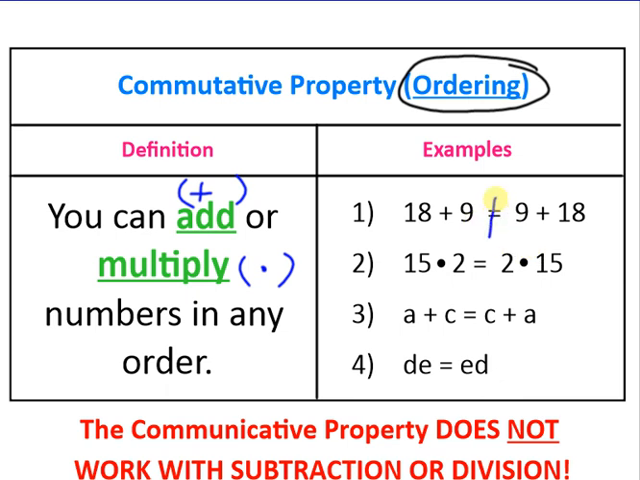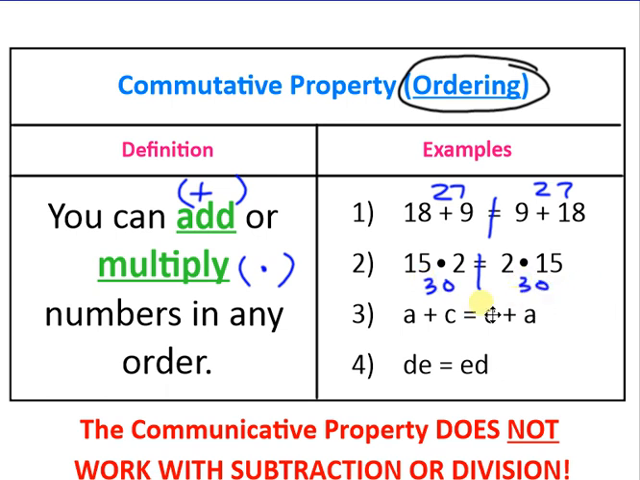So for example, here's our equal sign. Here I have 18 plus 9, but on the other side, all I did is flip the order. I do 9 plus 18. It gives me the same result. 18 plus 9 is going to be 27, and 9 plus 18 is also 27. If I look over here at number 2, here's my equal sign. 15 times 2 is the same thing as 2 times 15, because 15 times 2 is 30, and 2 times 15 is 30.